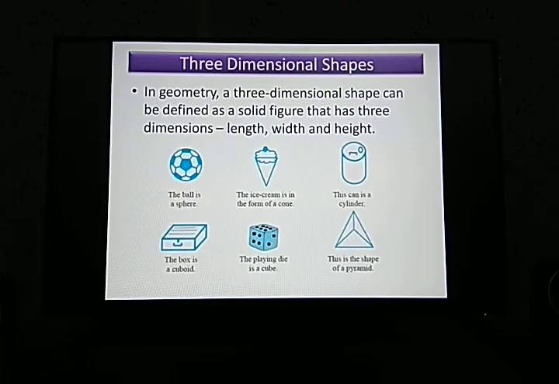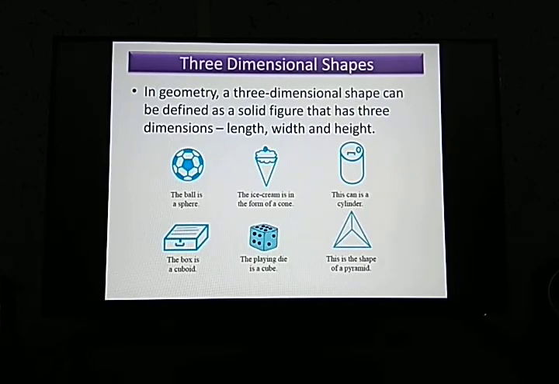Now here are some examples given from a textbook. These are some three-dimensional shapes. Sphere, cone, this is a sphere, this football is a sphere, then this is a cone, this is a cylinder, this is a cuboid, this is a cube, this is a pyramid. So these are some solid shapes. And these solid shapes have all these three dimensions, length, width and height, due to which they are termed as three-dimensional solid figures or three-dimensional shapes. Clear? Now moving on.